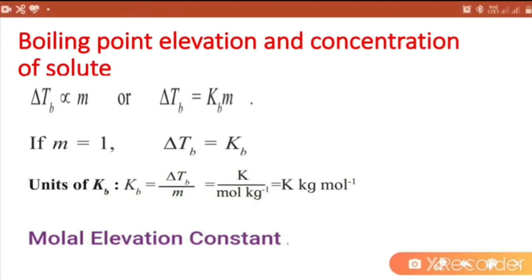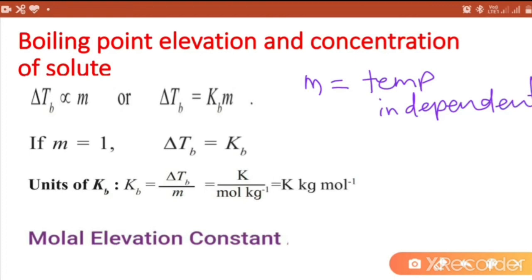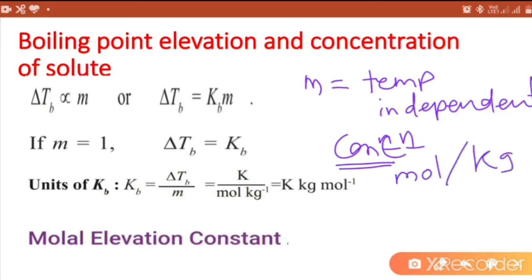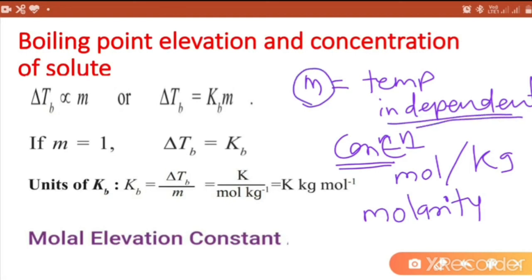And molality is temperature independent. So concentration of solute is expressed in mole per kg instead of molarity, because molality is temperature independent.